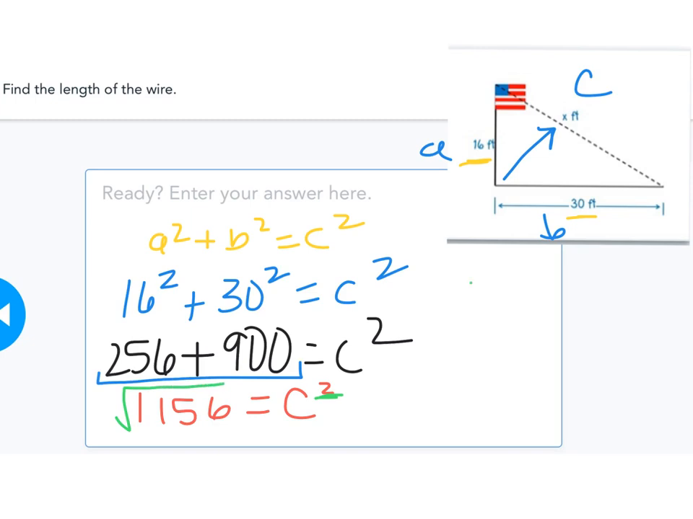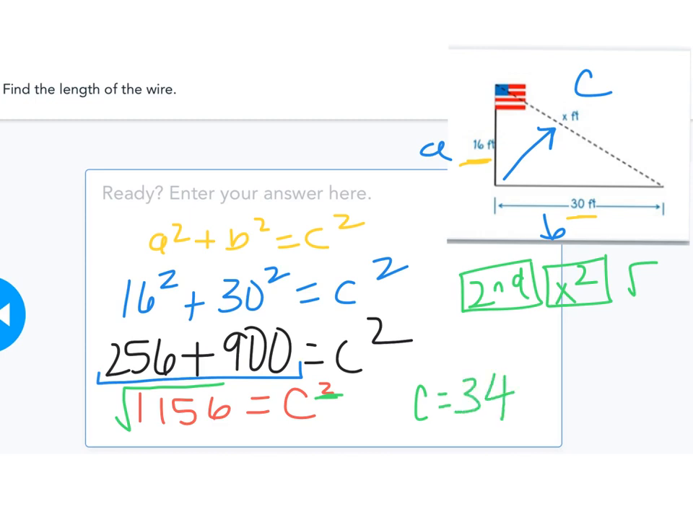So depending on what kind of calculator you have, if you have the one from school, it's second function x squared to get that square root symbol. So then you do the square root of 1156. Which ends up being 34. So C is 34. Then you look over here, does your answer make sense? C should be the longest side. So we have 16, 30, and 34. So it does make sense. So you'll be able to practice Pythagorean theorem through the Nearpod if you choose this activity.